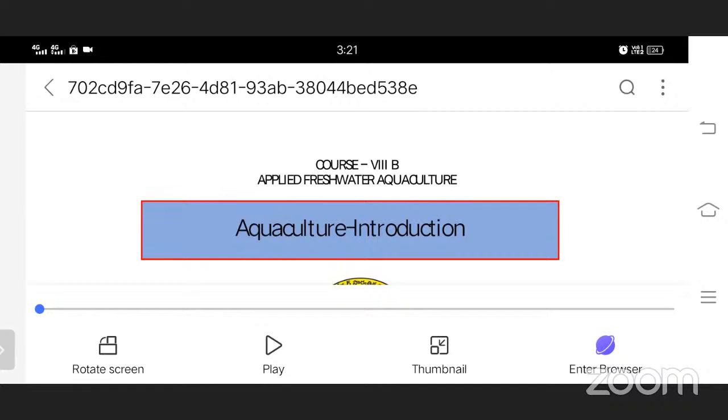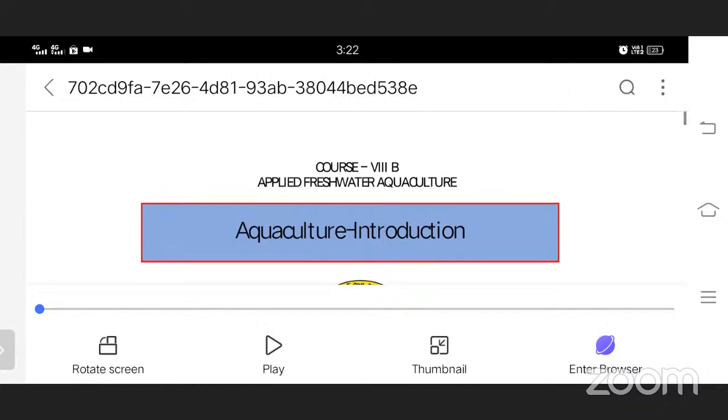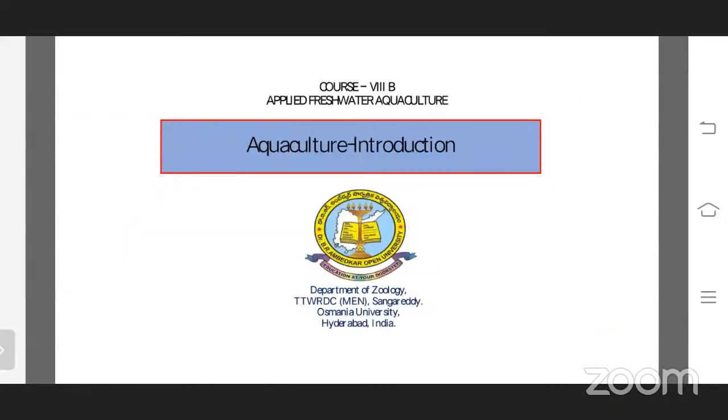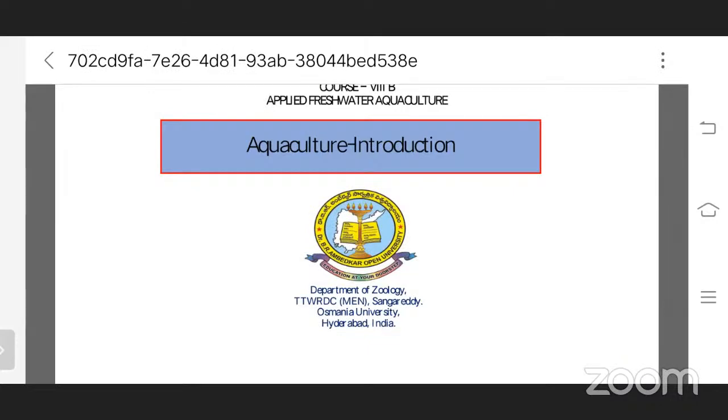So today we are going to introduce what content is there in aquaculture, especially freshwater aquaculture, and then the freshwater aquaculture we are using to application level. That's why we are calling it applied freshwater aquaculture. We know what aquaculture is. So we know different contents are there.